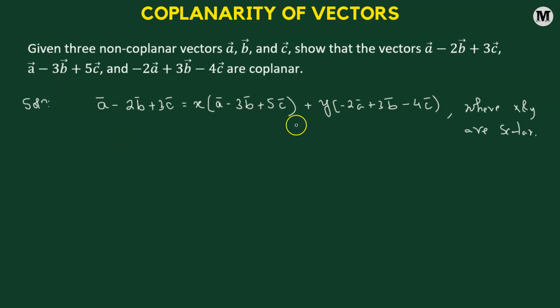Now this is a supposition. We are supposing that they are coplanar. We are not sure about it here. We'll have to verify that they are actually coplanar. So we're letting this particular linear combination. Now what we'll do, we'll try to figure out the value of x and y.